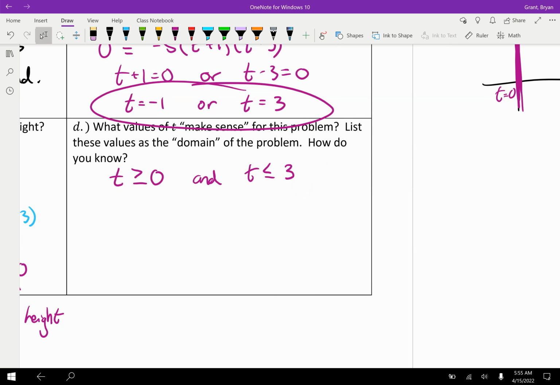Now, there are a couple ways you can write this. We could say this is the domain, and I would accept that. You could also say that 0 is less than or equal to t, which is less than or equal to 3. That's great as well. Or you could even use interval notation, and you could say we're going from 0 to 3.